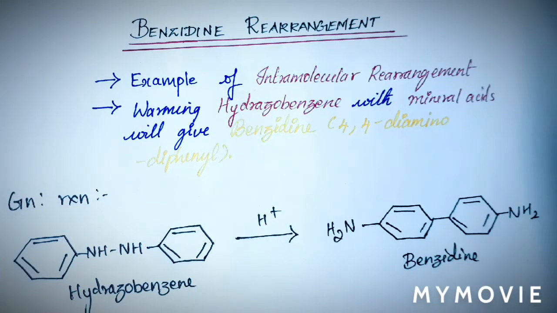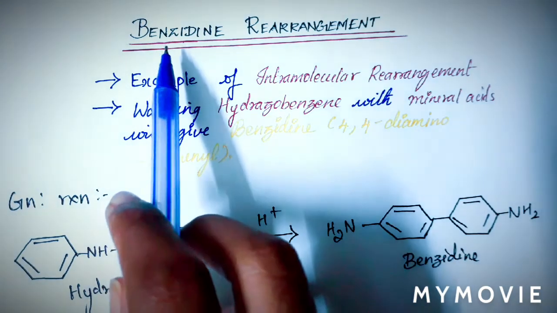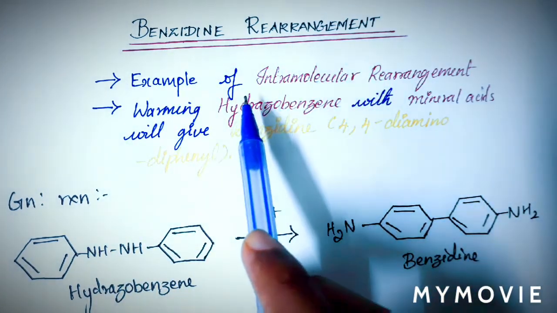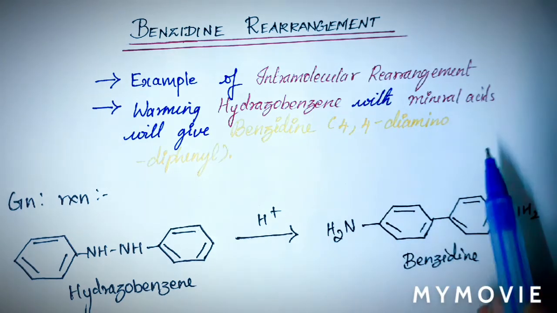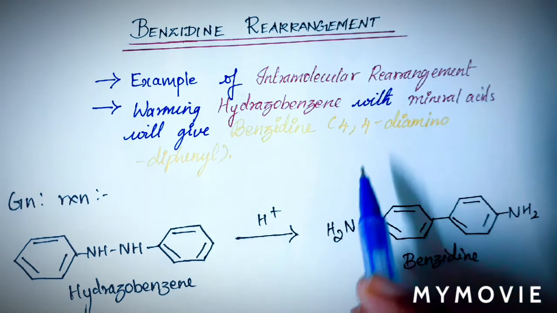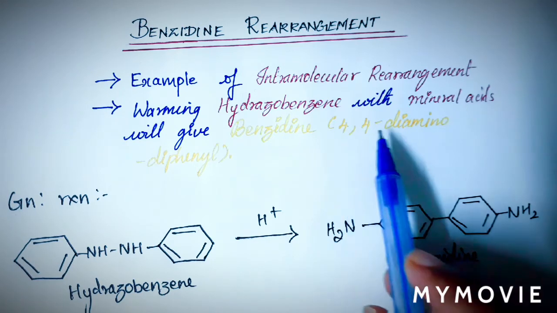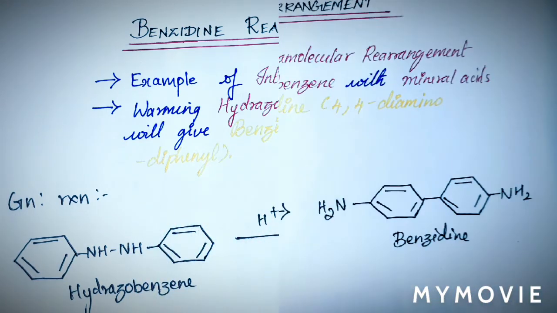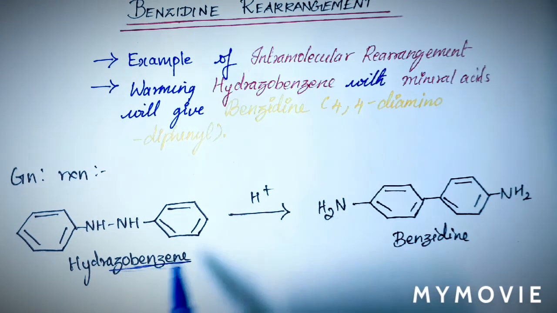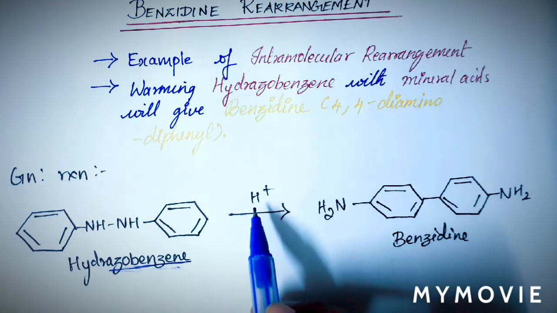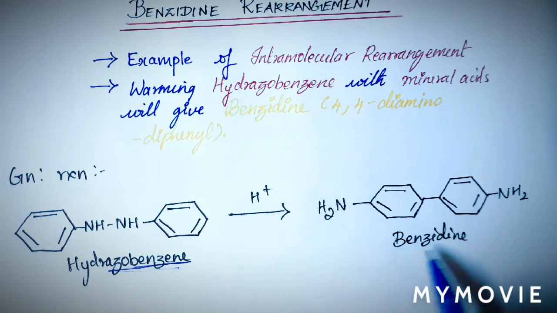Let's discuss the last type of rearrangement reaction, which is the benzidine rearrangement. It is an example of an intramolecular rearrangement reaction where the migrating groups do not leave the parent molecule. Here, hydrazobenzene is your reactant. This is warmed with mineral acids to give you benzidine. Benzidine is 4,4-diamino diphenyl. Hydrazobenzene is a derivative of azobenzene. This will react with a proton because it's happening in acidic medium to give you benzidine.